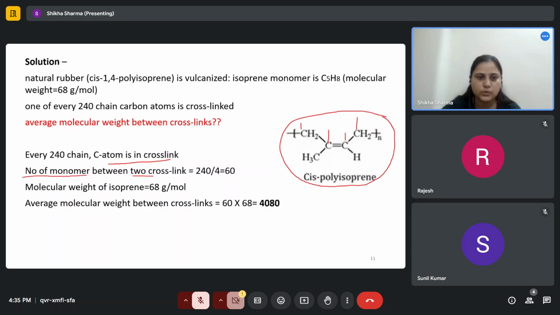What is the number of monomers between two cross links? There are two crosslinks like this, and in between we need to calculate the number of monomers, which is nothing but 240 divided by 4, because after every 240 carbon chain atoms there is this cross linking, right? In the 240 chain we have these four carbon atoms per monomer.